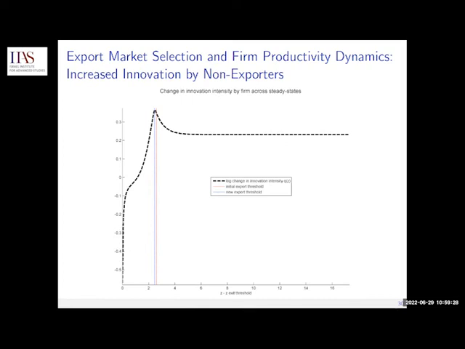Because these are the firms for which whether innovation is successful or not is going to determine whether they export or not. And so there's that extra kick to innovation. So this is a model that can explain, among the new exporters, to the right of this hump, I see unusually high innovation rates. And this is something we do see in the data, as well as this anticipation effect that says, I'm not exporting yet, but I'm innovating in anticipation of becoming an exporter. Okay.